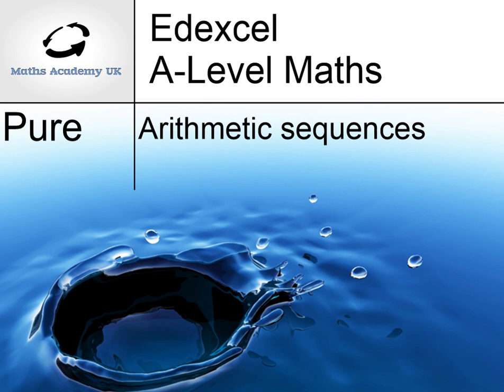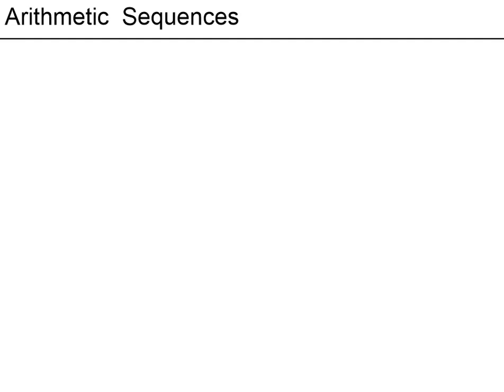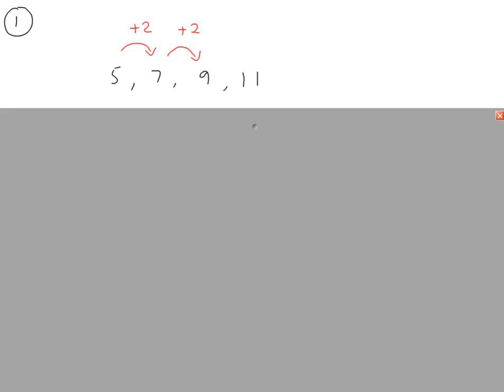Arithmetic sequences. The nth term formula. In this sequence, the first term is 5 and the common difference between the terms is 2.